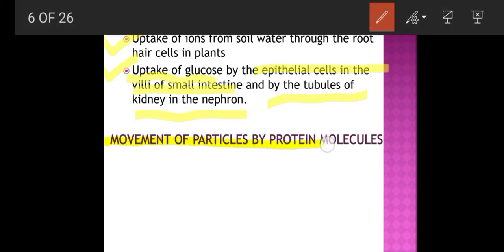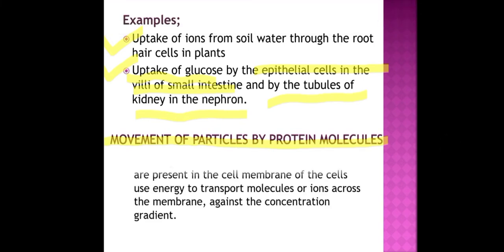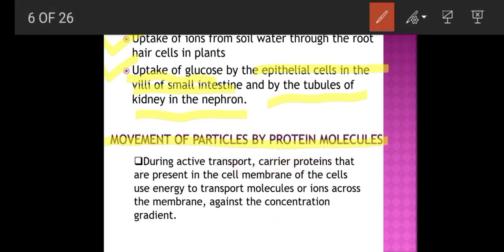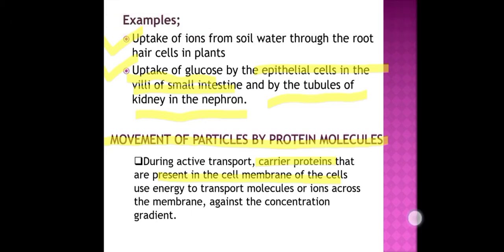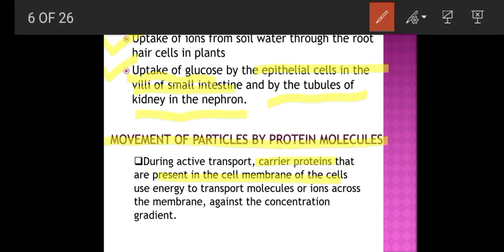Movement of particles by protein molecules. During active transport, carrier proteins are proteins that are present in the cell membrane. So how does the movement of particles occur by these carrier proteins? During active transport, these carrier proteins use energy to transport molecules or ions across the membrane against the concentration gradient.